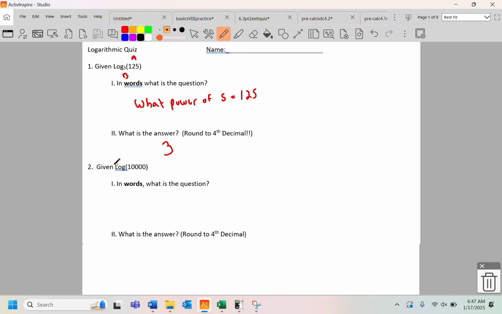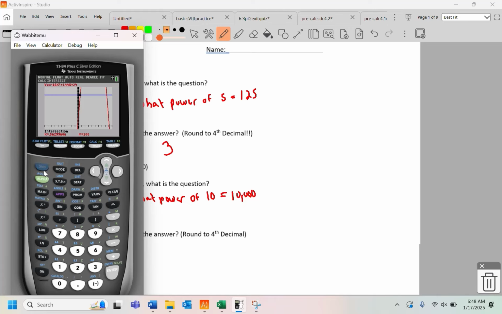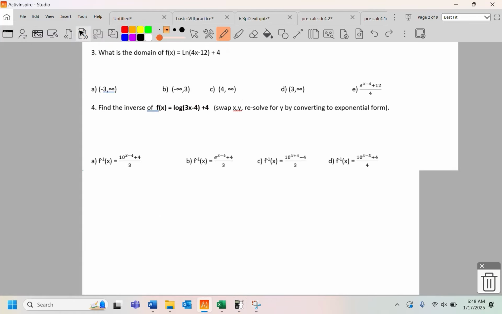All right. A log, if it's not written, has an understood 10, so it's what power of 10 is equal to 10,000. So, if you got to push buttons in a calculator or whatever, Lord help y'all, but it's 10 to the fourth. So the answer is 4. I don't know why it says round to the fourth decimal, but whatever.